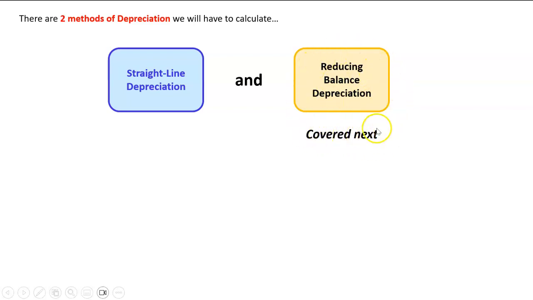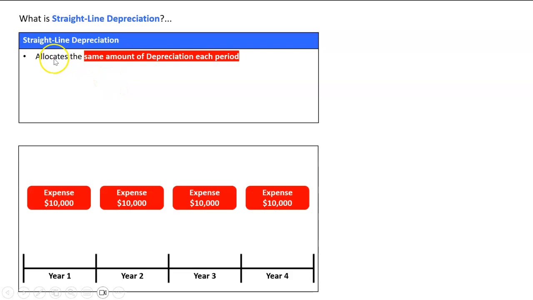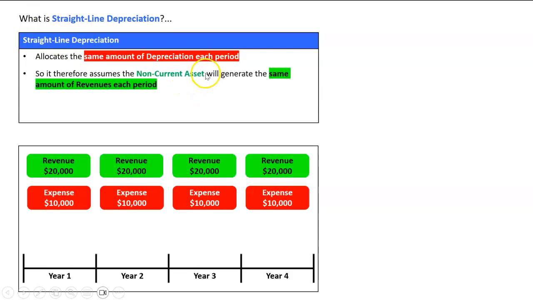For now, for the next little bit, we're just going to talk about this method called straight line depreciation. So what does that mean? Well, it means that we allocate the same amount of depreciation each period. Let's take this example. Say we've got a non-current asset, and we're going to use it for 4 years. We would charge the exact same amount of depreciation each period. So we've got $10,000 depreciation expense in year 1, $10,000 in year 2, $10,000 in year 3, $10,000 in year 4. And that's what straight line depreciation is. It charges the same amount of depreciation each period.